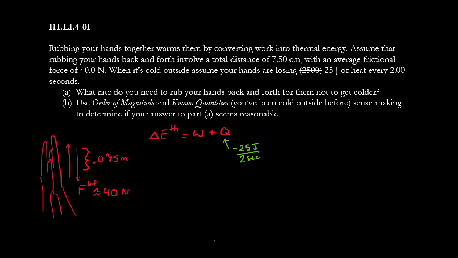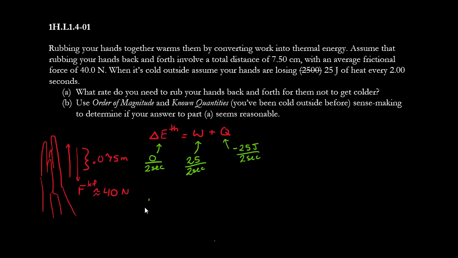And they told us in part A that we need to calculate for when the change in thermal energy is 0. I'm going to write that as 0 over 2 seconds. Because you want to lose 0 joules of energy over the 2 seconds. So that would mean for the change in thermal energy to be 0, W has to be 25 joules over 2 seconds. Basically, you have to rub your hands together enough times so that you produce 25 joules over the 2 seconds.